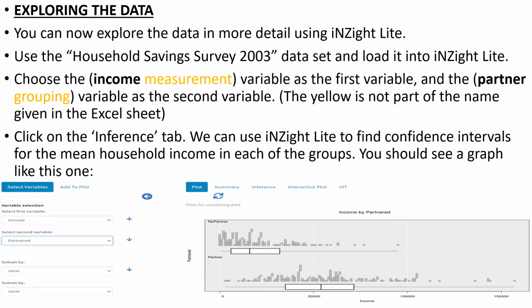Then click on the inference tab, because we can use Insight Lite to find a confidence interval for the mean household income in each of the groups. And you should see a graph like this one. In other words, if you look at the bottom of this slide, this is basically what you should see on your screen if you've done it correctly.